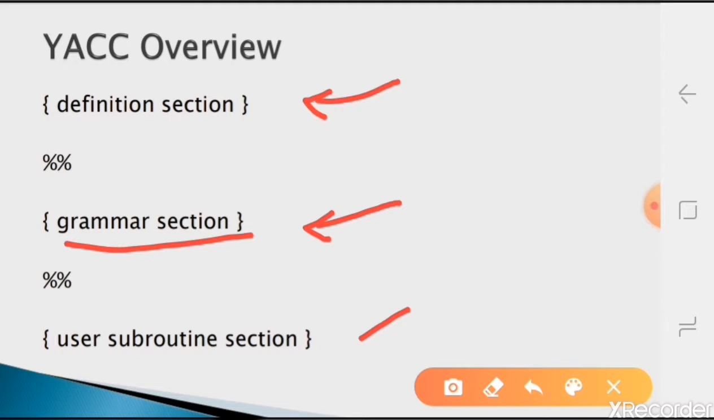Okay, and the user subroutine section. Here again, same thing, you can write your own functions or the main function here. If you are combining both lex and YAC programs and forming your actual small compiler, at that time you write the main function in only one place, that is, you should write it either in lex or in YAC. So 99% of the time we follow this procedure in the YAC program only.